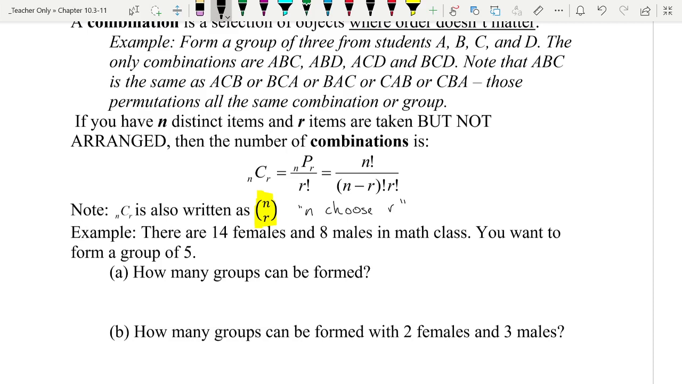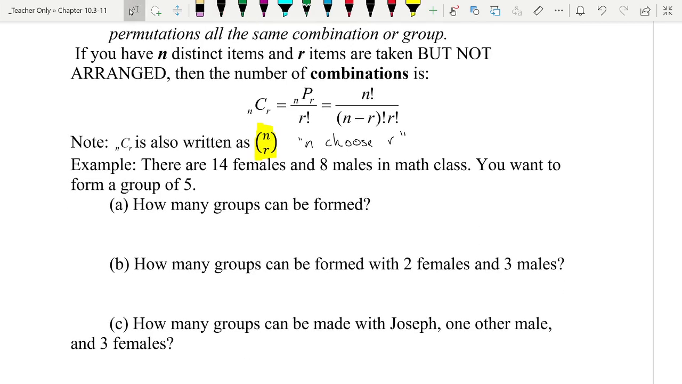So let's start with some math here. There are 14 females and 8 males in a class. You want to form a group of 5. How many groups can be formed? So this is 22 choose 5, right? 14 plus 8 is 22. So there are 22 people, and I would like to pick 5 of them. According to my formula, that is n factorial, which is 22 factorial, over (22 minus 5) factorial times 5 factorial. That simplifies down to 22 factorial over 17 factorial times 5 factorial.